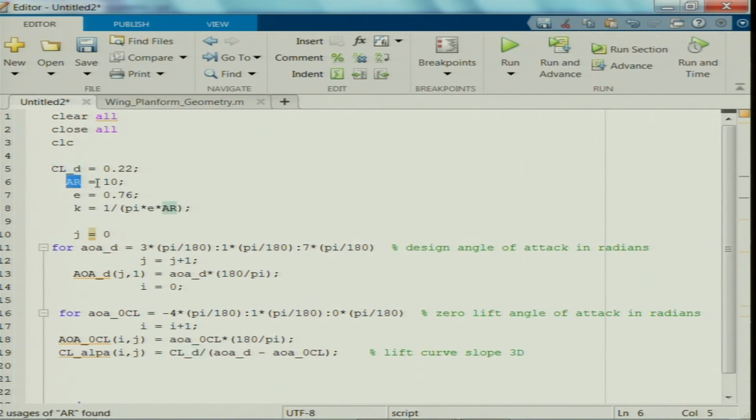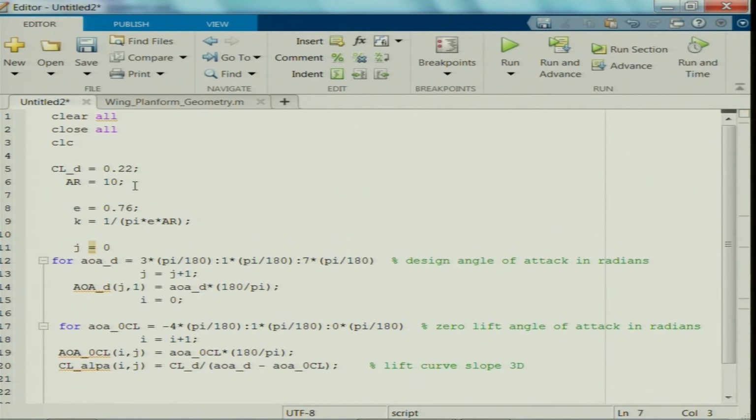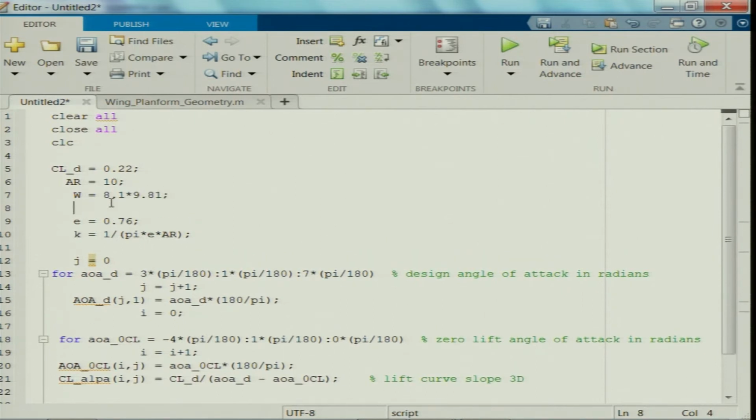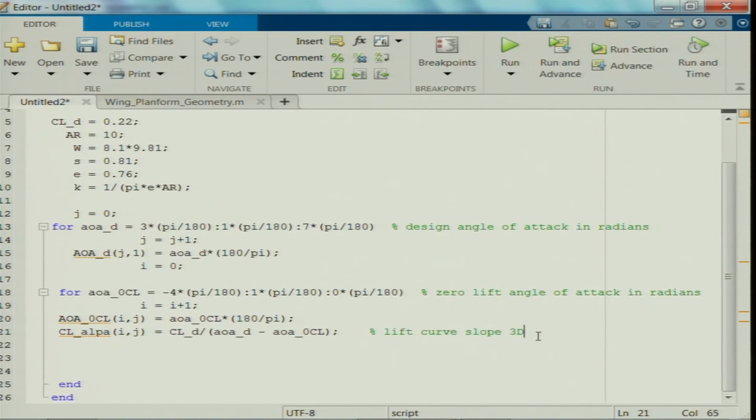So, with a wing of aspect ratio 10. S we are not using it anyway here. So, weight of the UAV, capital W, is 8.1 times 9.81. Okay. S of UAV is 0.81 because as we considered, wing loading is 10 here. And then what do we need? So, CL alpha is known. So, CL alpha 2D, okay.